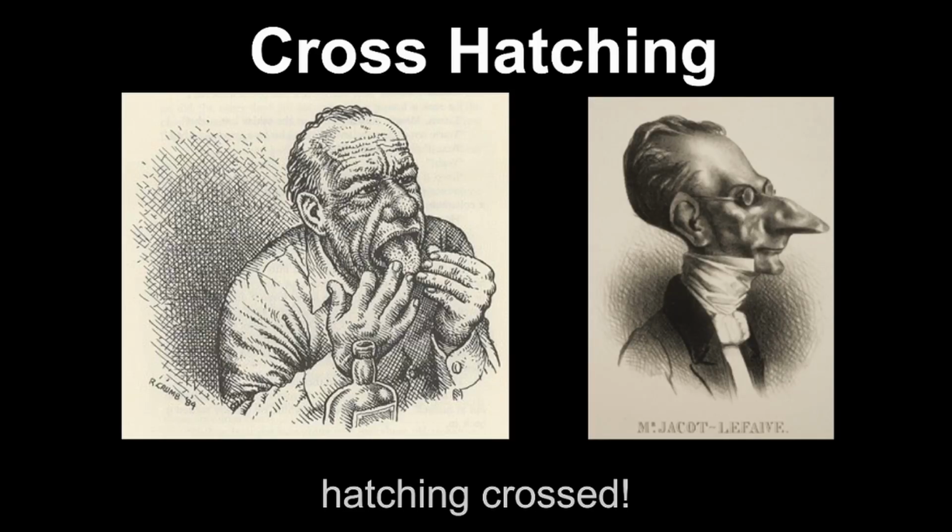So cross-hatching is when we take those lines and we start to cross them, we build them up, it's hatching crossed. And we can see on the left we have a Robert Crumb drawing, where that value's kind of been built up in certain areas, or this Daumier drawing on the right.